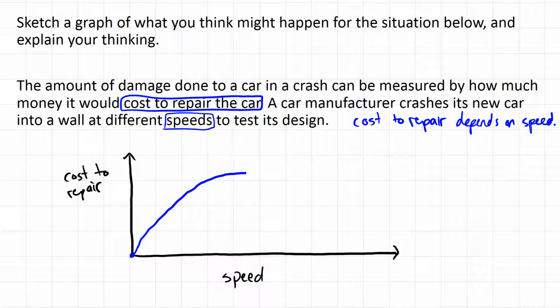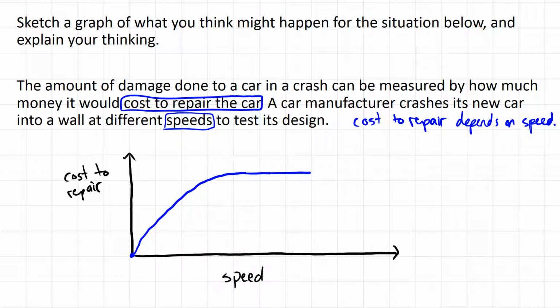But maybe at some point, you really can't spend any more money to repair the car because you reach how much the car is worth. There's going to be a point where if you're crashing a $20,000 car and you totally total it, it's just going to cost $20,000 to replace the car. And so maybe at that point it levels off because you've reached the maximum value of the car.